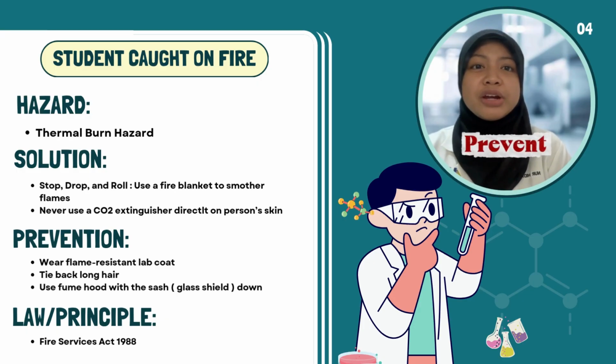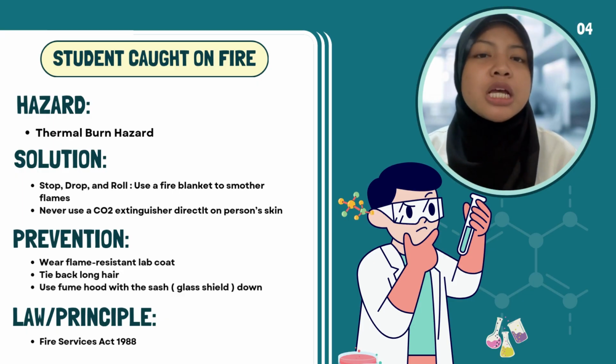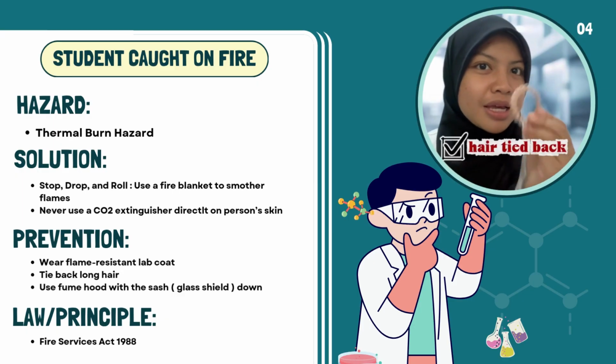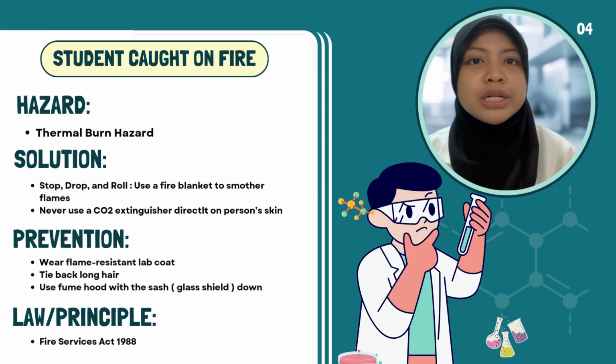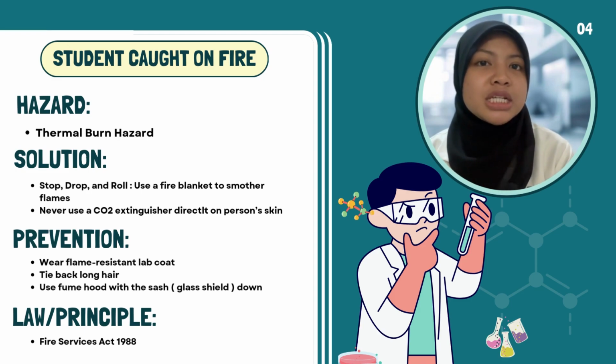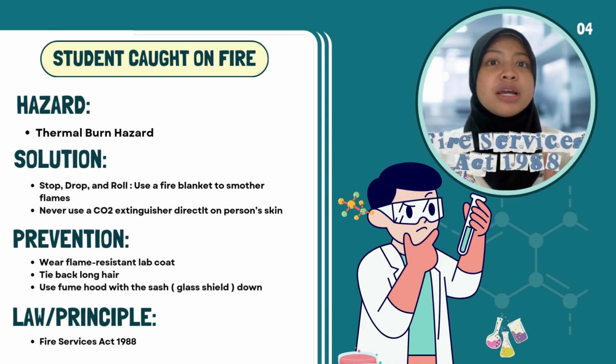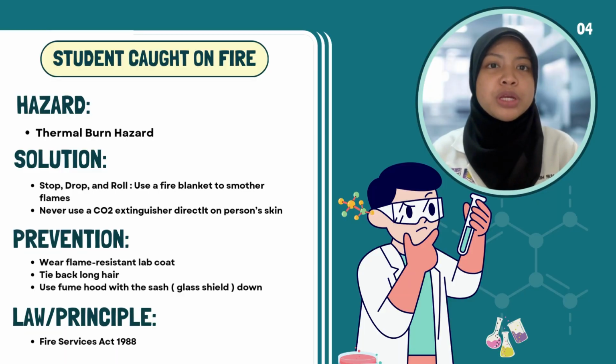So, to prevent this type of accident, students must wear flame-resistant coats, ensure that long hair is tied back, and conduct high-risk experiments inside a fume hood with the sash fully lowered to act as a protective barrier. This safety practice is supported by the Fire Services Act 1988, which requires that appropriate firefighting equipment such as fire blankets and fire extinguishers are provided, accessible and properly maintained in high-risk areas like laboratories.